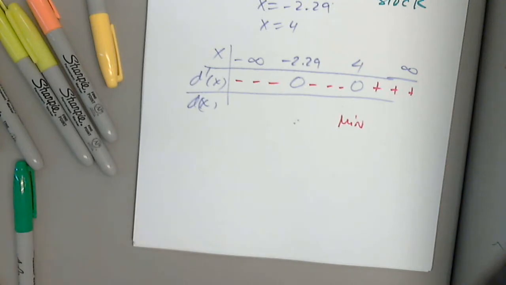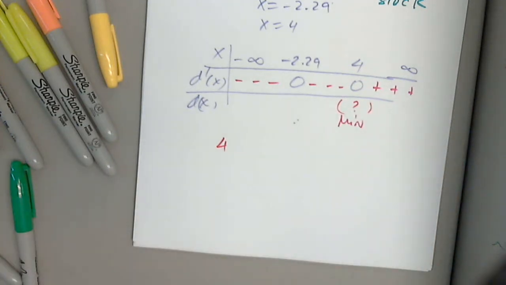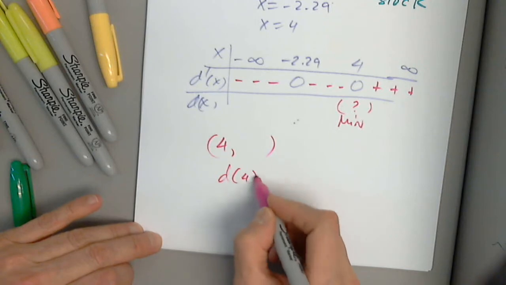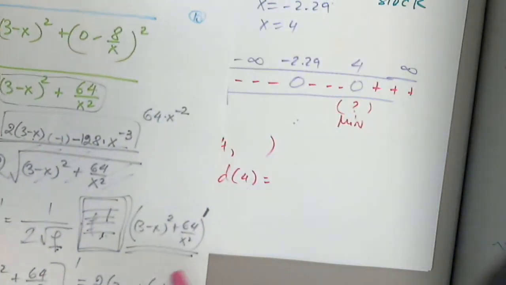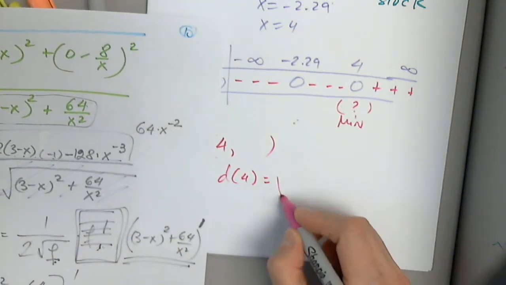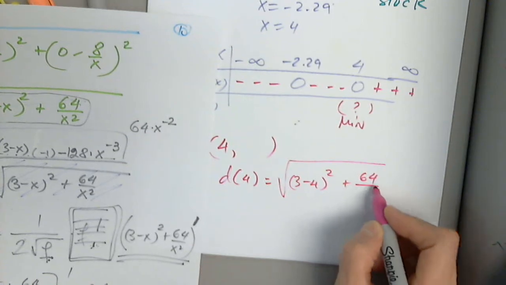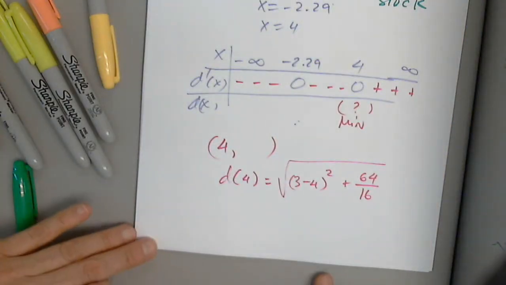Now, I think they're asking us to find the point. So if x is 4, they also are asking for the y coordinate. So x is 4, so we have to determine d of 4. Now, who knows where d is? Okay, here it is. I found d. The square root of 3 minus 4 squared plus 64 over 16. That would be d of 4.